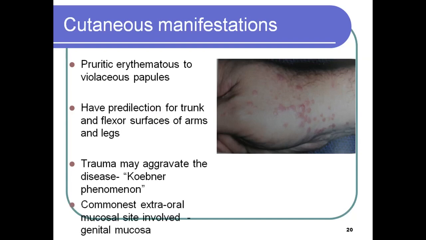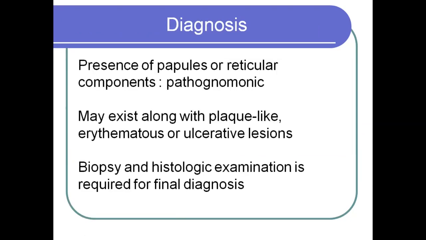The commonest extraoral mucosal site involved is the genital mucosa. And diagnosis is by the presence of papules or reticular components, which is a striking feature of OLP. It may exist along with plaque-like, erythematous or ulcerative lesions, and biopsy and histologic examination is required for final diagnosis.